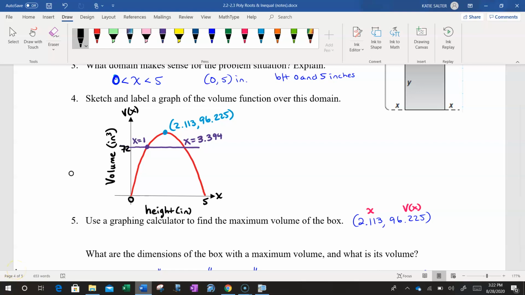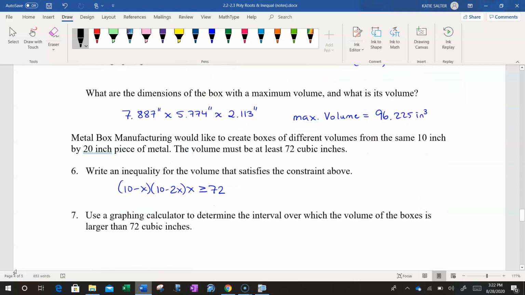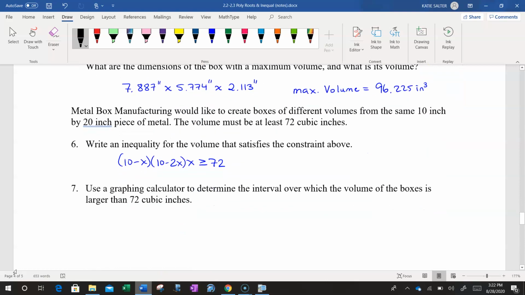All right, so then we're going to answer our question. Remember, it says so that it's larger than 72 cubic inches. So if we want the volume to be larger than that, and this is a little bit tricky because over here it said it must be at least, so actually it should be greater than or equal to 72 cubic inches because of that at least word right there.